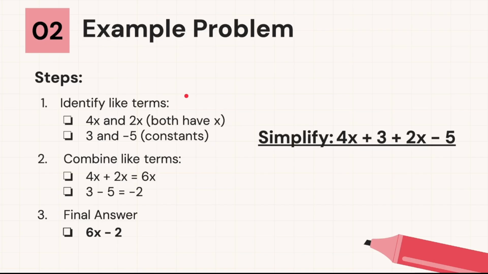This is another example problem. So within this, we first have to identify our like terms. We have 4x and 2x, and then we have 3 and negative 5. So we need to combine our like terms. 4x plus 2x equals 6x, and 3 minus 5 is negative 2. So our final answer, or our simplified version of the expression, would be 6x minus 2.